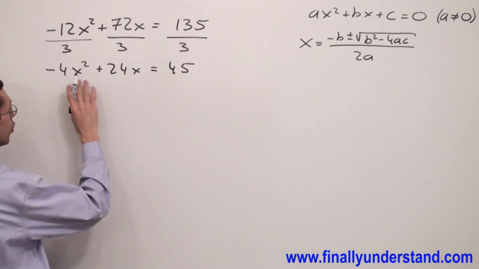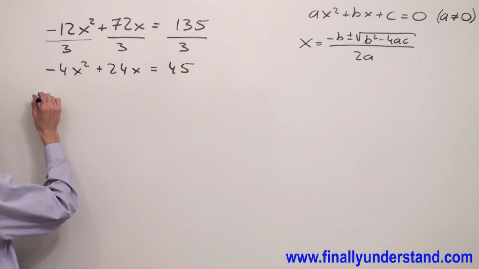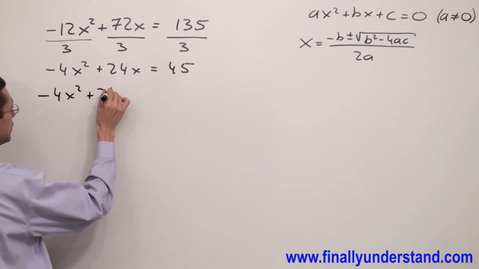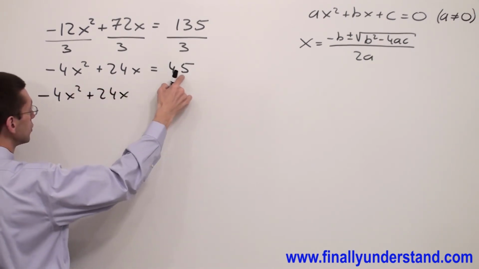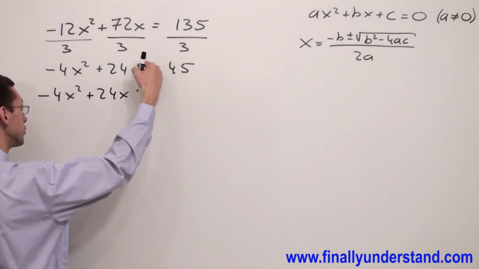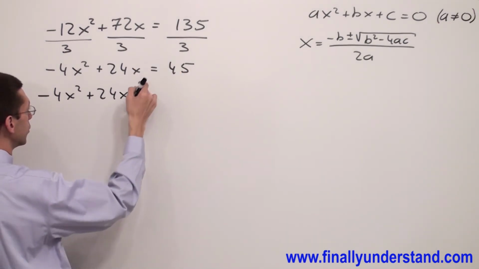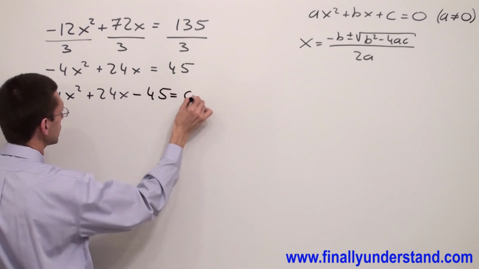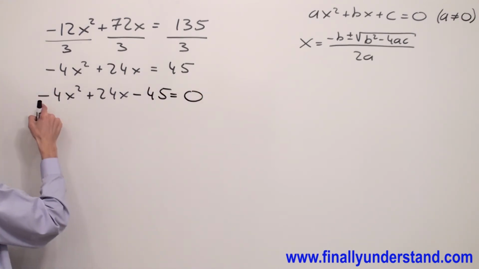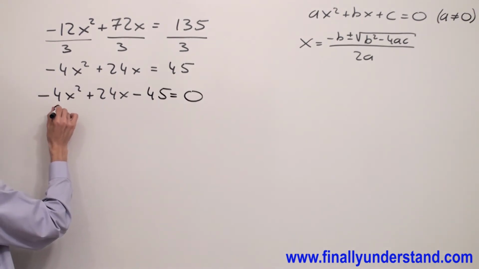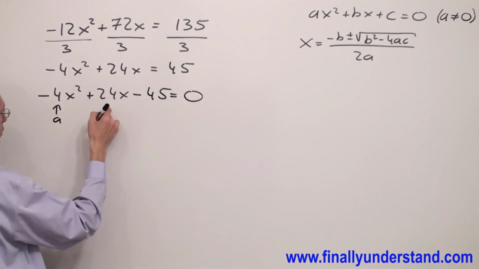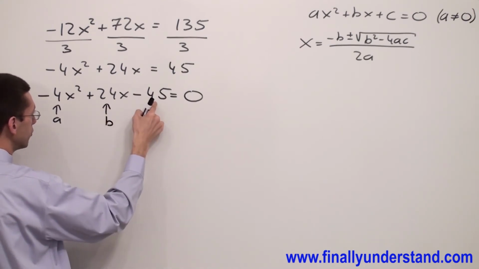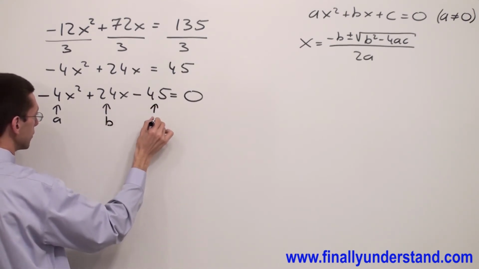Next, we're supposed to organize this equation. We have negative 4x squared plus 24x, and this 45 I'm supposed to move to the left side of the equal sign. That's why I'm going to have negative 45 equals 0. Negative 4 is my A. Positive 24 is my B. Negative 45 is my C.